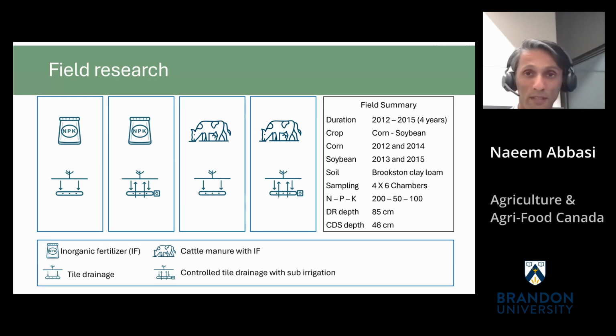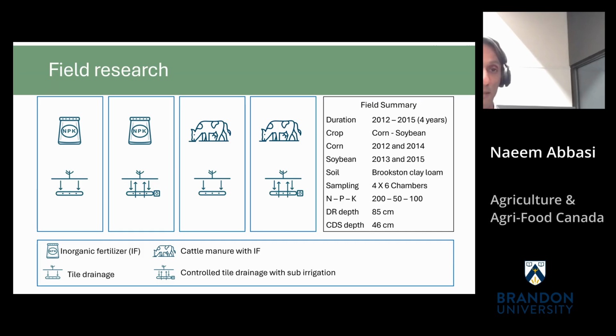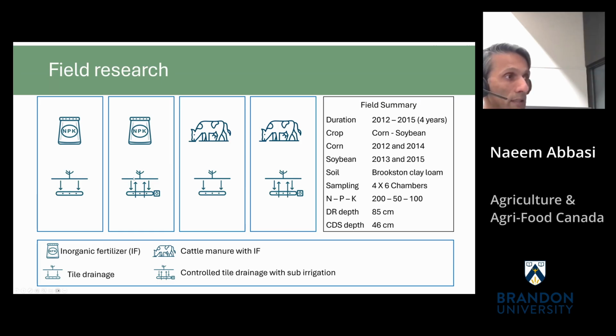We got 4 new shiny plots of land, and we tested 2 fertilizer management practices and 2 water management practices. And these were kind of designed in a 2x2 design. So this is one plot. This is how it looks like. We added synthetic fertilizer and we added tile drainage, which is regular tile drainage. And then here, this is controlled tile drainage.